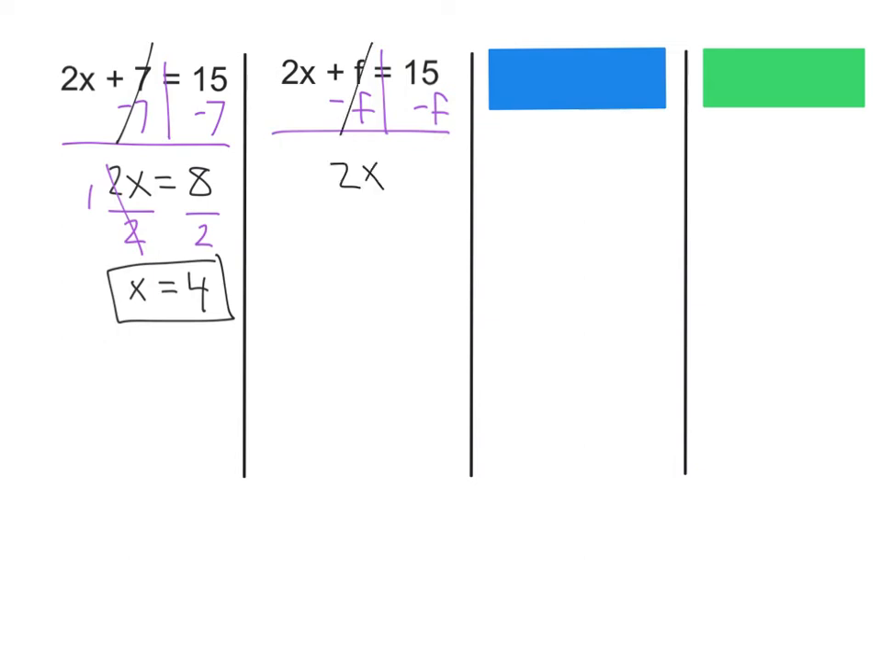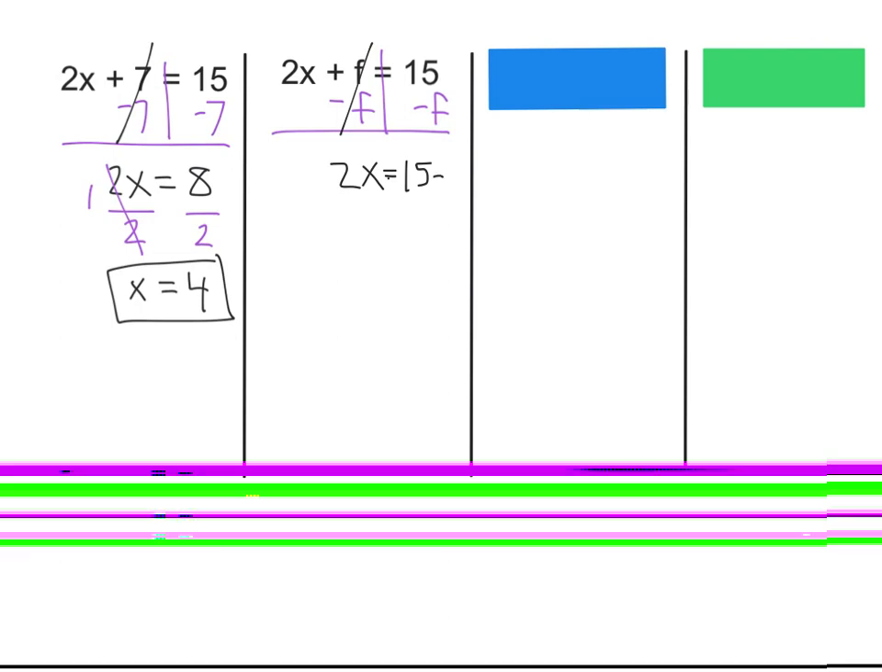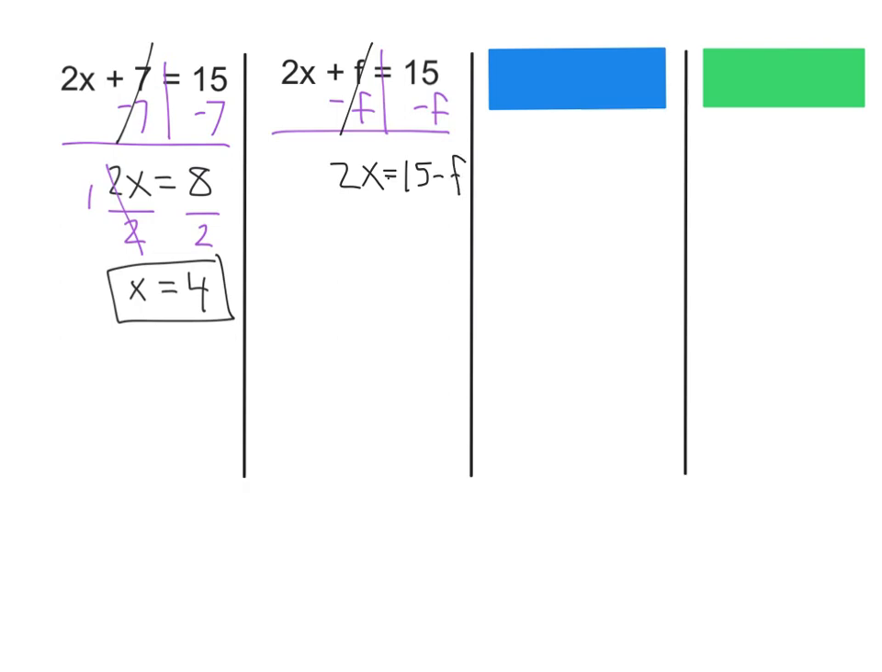We have 2x equals, and now what we have here again is 15 minus f. You cannot combine those together. They are not like terms. Leave it as it is there. To get x alone, again, I'm not going to worry about this right here. To get x alone, I need to divide by 2. So I'm going to divide this side by 2, which means I have to divide the other side by 2 as well.